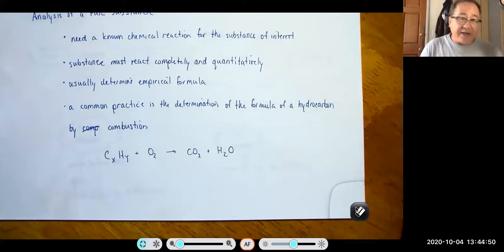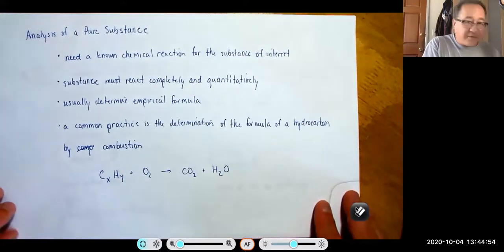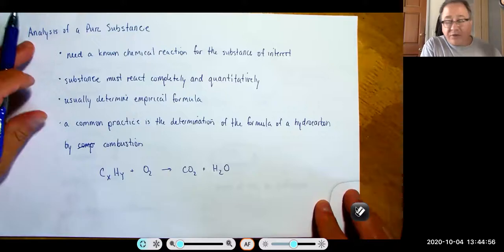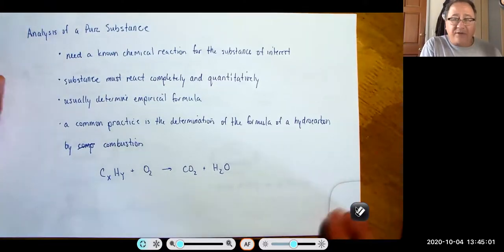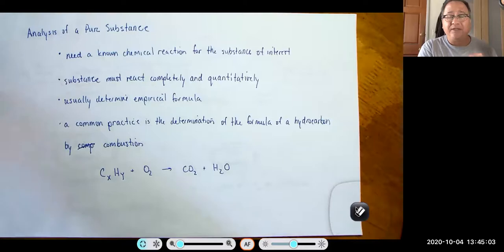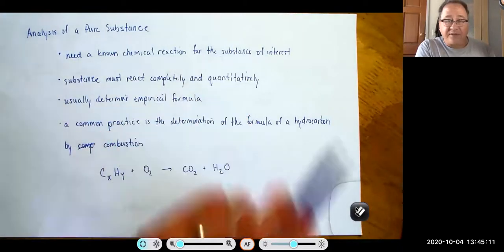Now, let's look at analysis of a pure substance. Here, for analysis of a pure substance, you're trying to determine its formula. And there's two types of formulas generally. There's empirical formula, which is the simplest ratio of elements, and there's molecular formula, which is the real ratio of elements. So you need a known chemical reaction for the substance of interest.